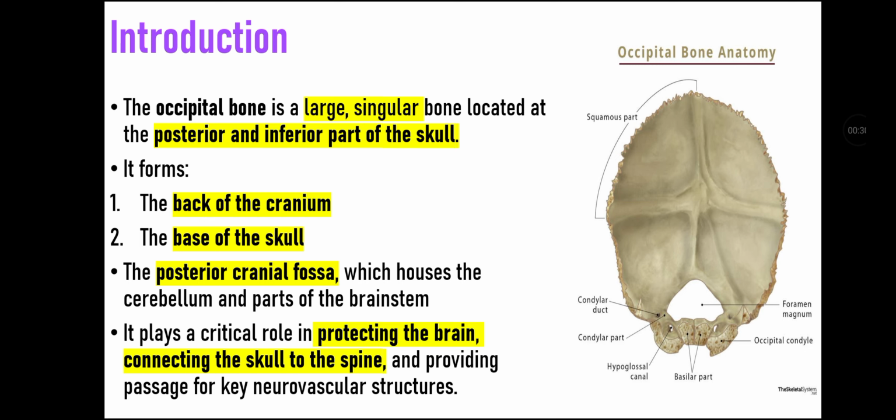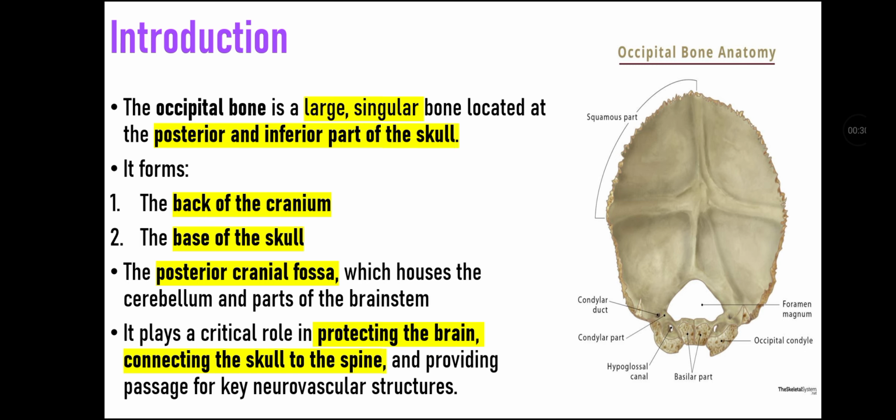Now let's talk about anatomical parts of occipital bone. They are squamous part, that is the posterior portion of the occipital bone. Then it has basilar part, that is anterior to the foramen magnum, and lateral part, that is also called as condylar part. Now let's talk about these anatomical parts one by one.